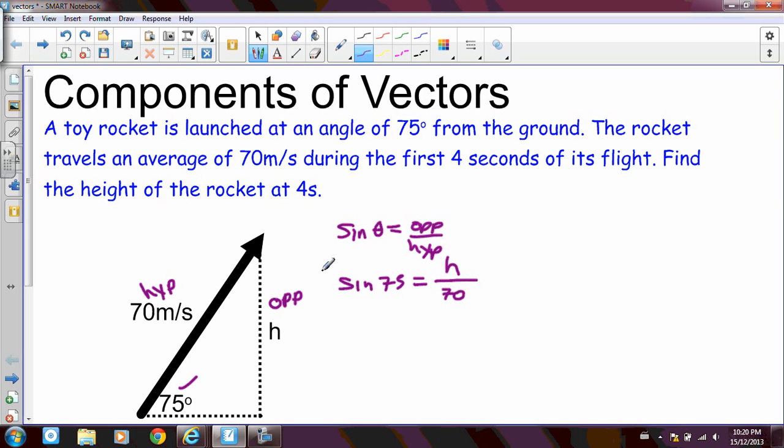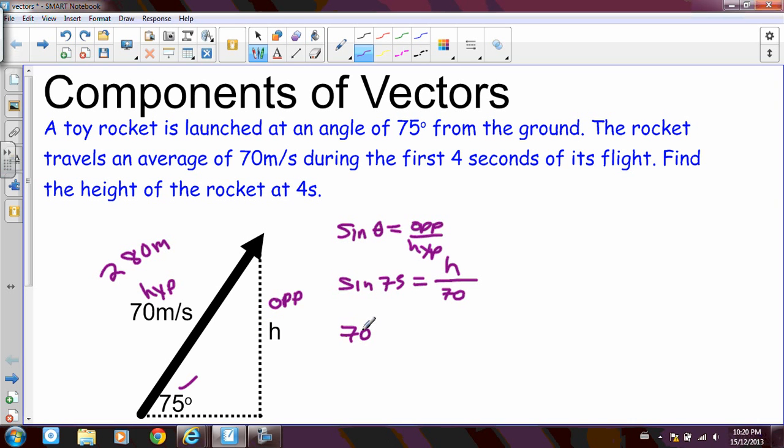Now if you wanted to, you could convert the 70 meters per second into a distance. The rocket is going 70 meters per second for 4 seconds. The number 280 meters would work nicely here as well. Eventually we want the height to be in meters, so making that switch early on is fine. I'm going to do it after, obviously.